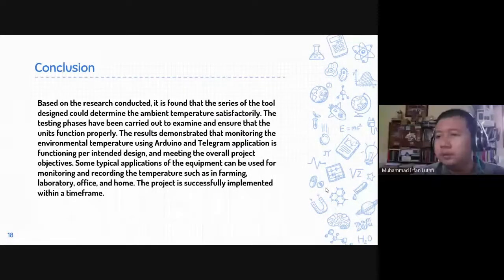So who will present the conclusion, please? We are now at the conclusion, but no one presented. So who will present the conclusion?